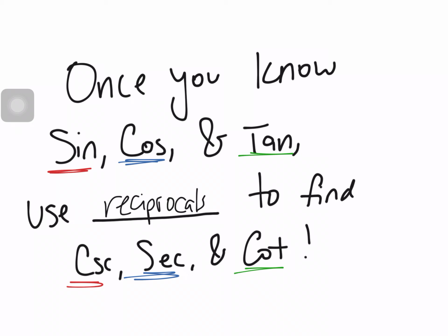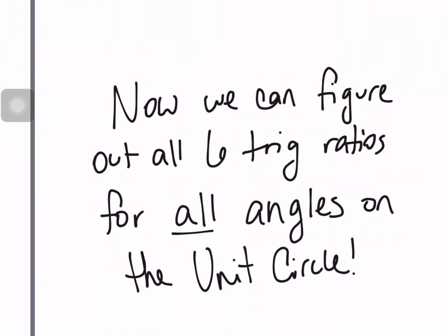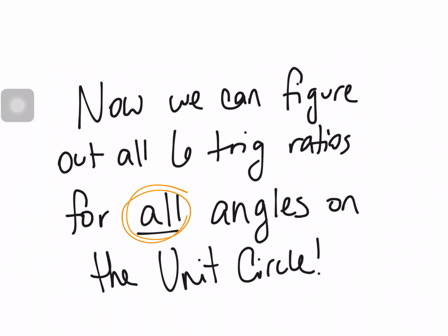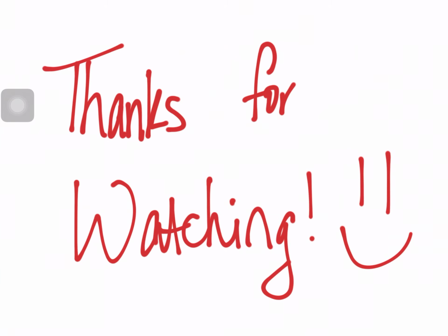As soon as you know sine, cosine, and how to find tangent, you can use reciprocals to find cosecant, secant, and cotangent. Because as we know, sine and cosecant are reciprocals, cosine and secant are reciprocals, and tangent and cotangent are reciprocals. So this is why the unit circle is very useful for us, because we know all 6 of our trig ratios for all of the angles on the unit circle, which is super powerful for us in math and later on in math.